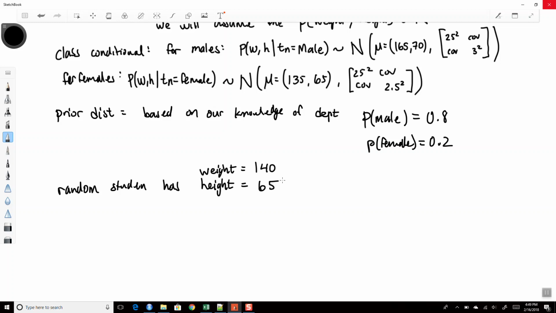And the answer, well, right now, we have no idea, right? Because there's a bit of a balance. If we go straight off of the weight and height, and we go off the class conditionals, these numbers are more closely aligned with numbers for a female. However, our knowledge about the department says if we just pick someone at random, the person is more likely to be male. So we have to balance these two, and so we basically just multiply them together to get some kind of number.